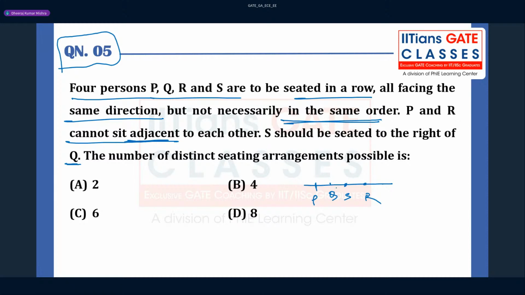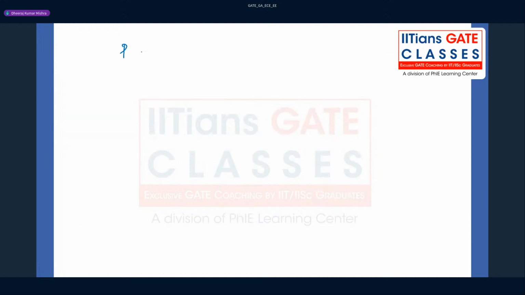Remember that. They did not mention that S will be sitting next to Q. They are saying that S should be to the right of Q. Remember that. So this S can also sit here. Understand? So the number of distinct seating arrangements possible here is, you have to just take the seating arrangement. You can say this is P, Q, S, R.